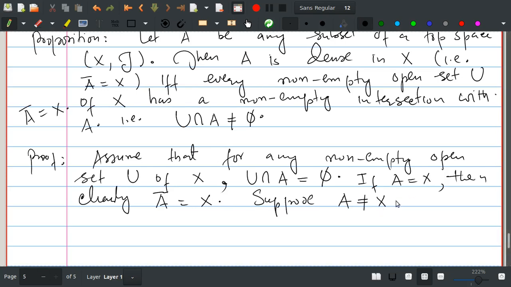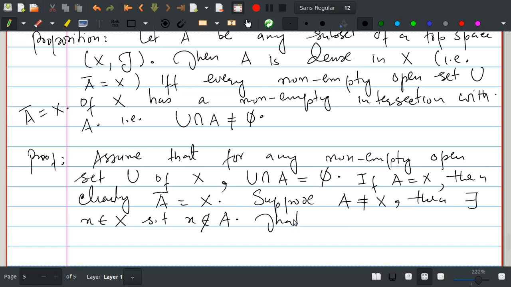This means there is some point in X which is not in A. Let us suppose that point is x. Then there exists x in X such that x is not in A. Now x not being an element of A means x is in the complement of A.